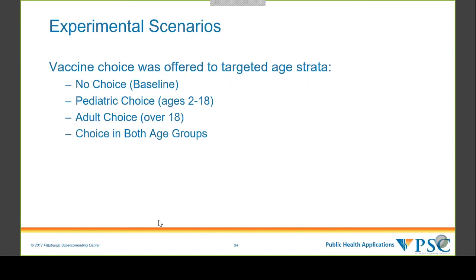So the different experimental scenarios that we looked at. We offered vaccine choice to targeted age groups. We looked at, starting from the baseline, offering a choice of this needle-sparing vaccine to children, ages 2 to 18, or to adults, or to both. And the idea is, is it enough to stop here, to simply offer choice to children, or adults alternatively, or to both?